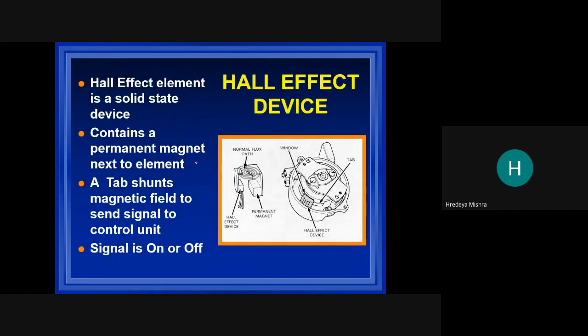Hall effect device. The Hall element is a solid state device containing a permanent magnet next to the element, which attracts the magnetic field to send the signal to the control unit. The signal is on or off. See here, this is our Hall effect device.